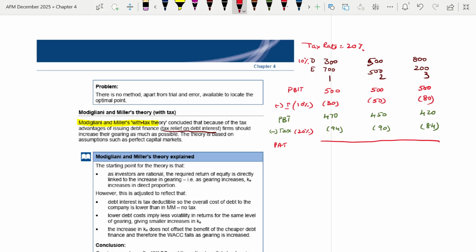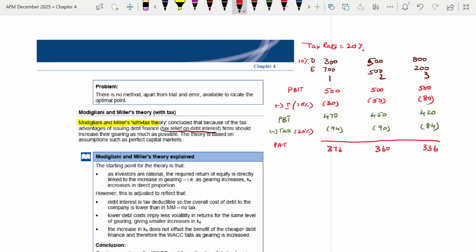470 minus 94 is 376. Okay, 376. Here how much is there? 360. Here it is how much? 420 minus 84 is 336. Okay. Now, if you understand this, now you will understand everywhere.